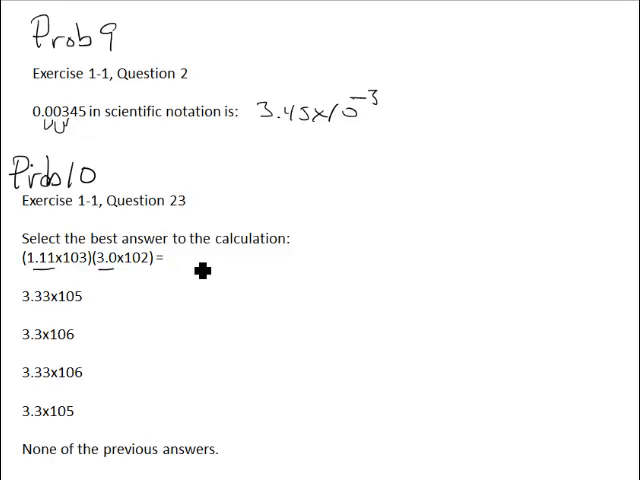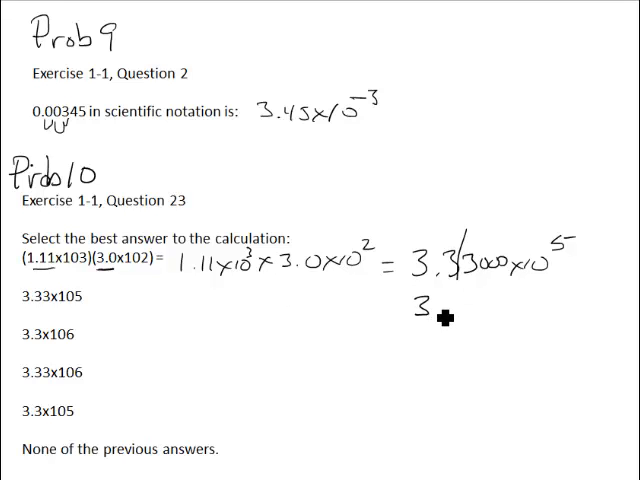So the answer, once we do the multiplication to this problem, 1.11 times 10 to the 3rd times 3.0 times 10 to the 2, can only have 2 significant digits. So what comes out of the calculator is 3.33, and then lots of zeros, times 10 to the 5th, but only 2 significant digits in the answer. We've got to cut it there. So the correct answer is 3.3 times 10 to the 5th.